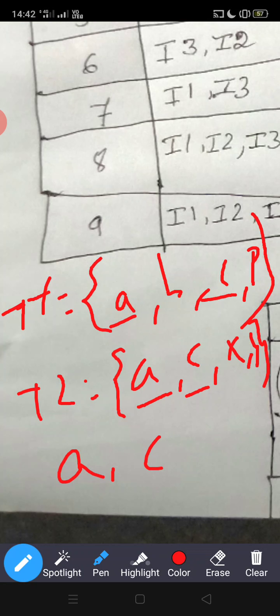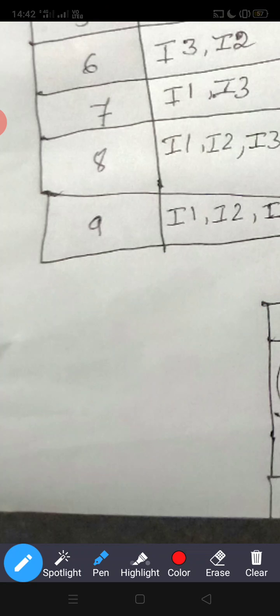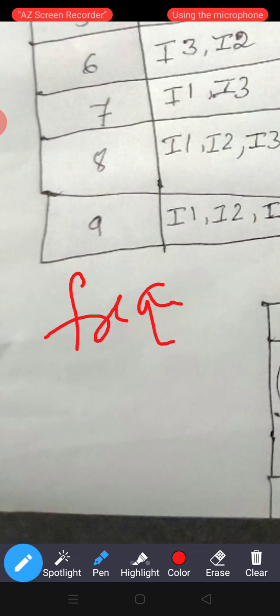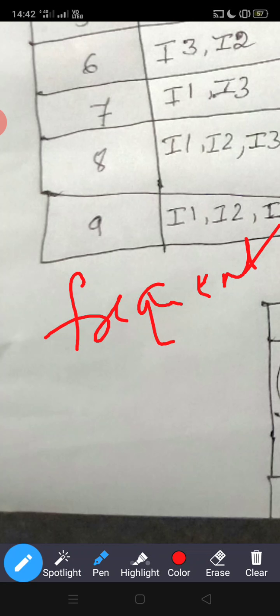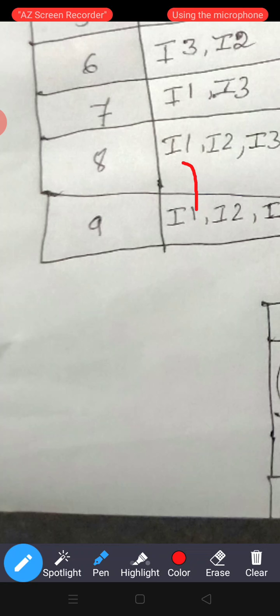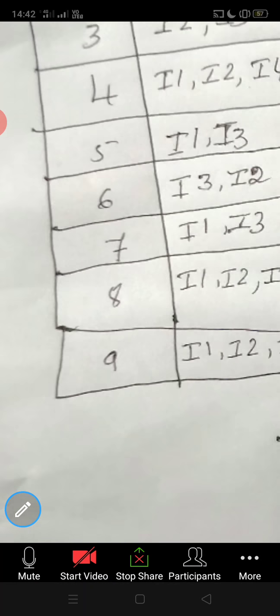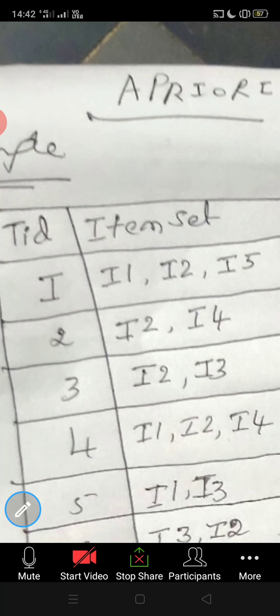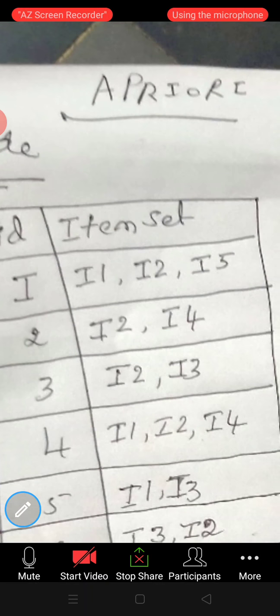Now, in a given set, how many frequent item sets are there? How to find that out? We have a few algorithms to find the frequent item sets, and one important algorithm is the Apriori algorithm. That I am going to explain today. Welcome to the class on Apriori algorithms.